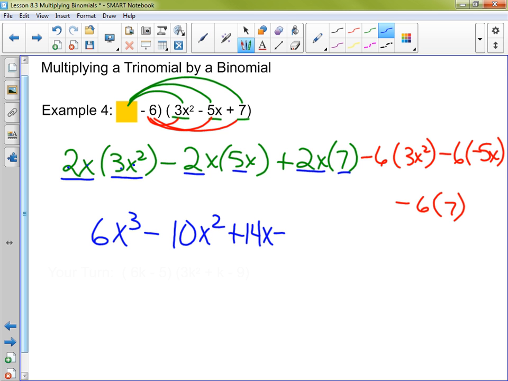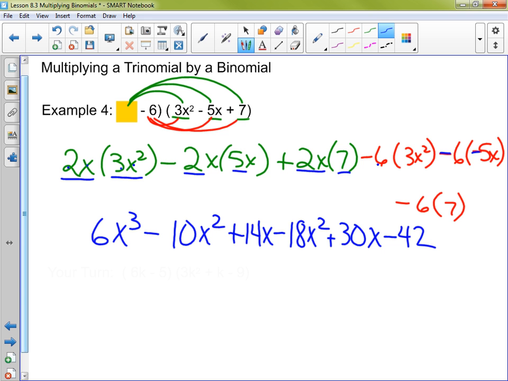Minus 6 times 3x squared is 18x squared. The next one, negative 6 times negative 5 is positive 30x. And the last term is minus 42.